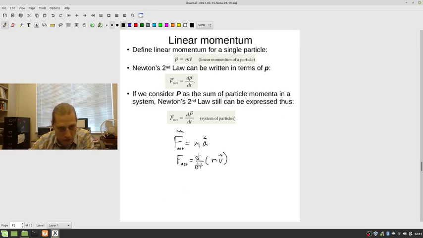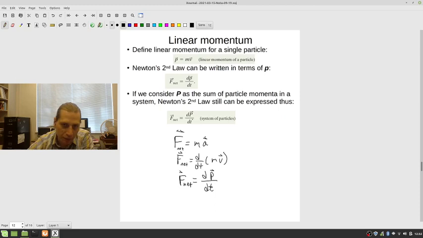Acceleration is the time derivative of the velocity. So I can also just write this F net as dp/dt. Okay, so it's not too profound. I just wrote momentum, which is m times v, in a different way, and it's saying the same thing as Newton's second law.